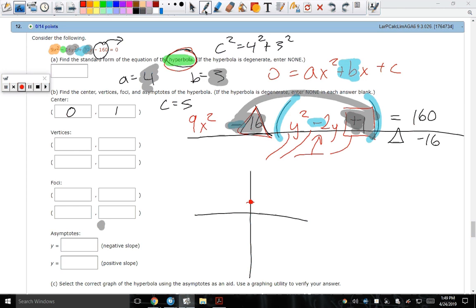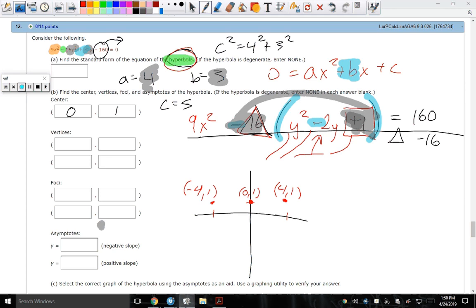A is x. So 4 units to the right and 4 units to the left. So this is 0, 1. What would these values be? Negative 4, 1. 4, exactly. So 4, 1. Left and right, 4 units.